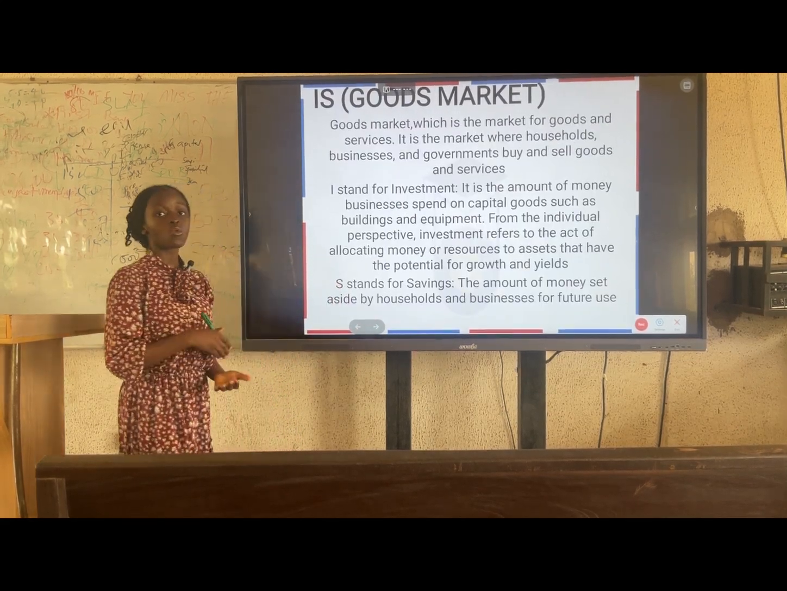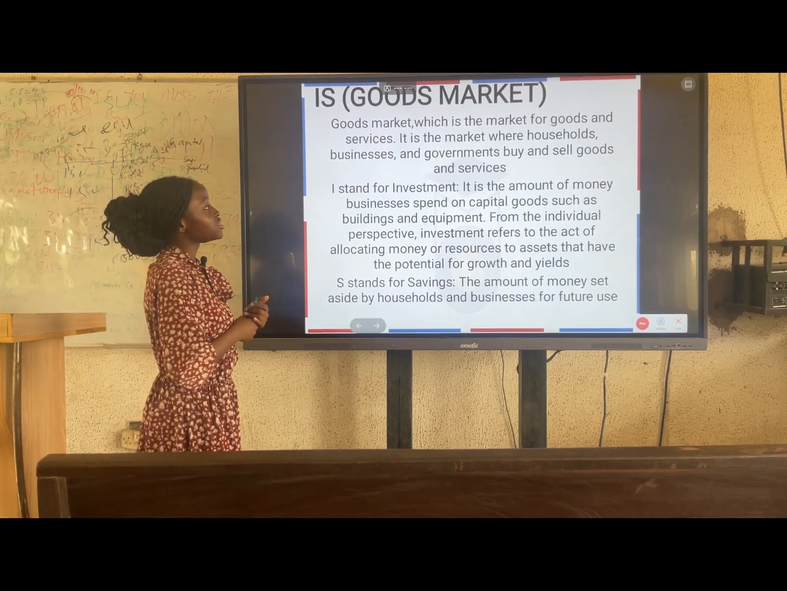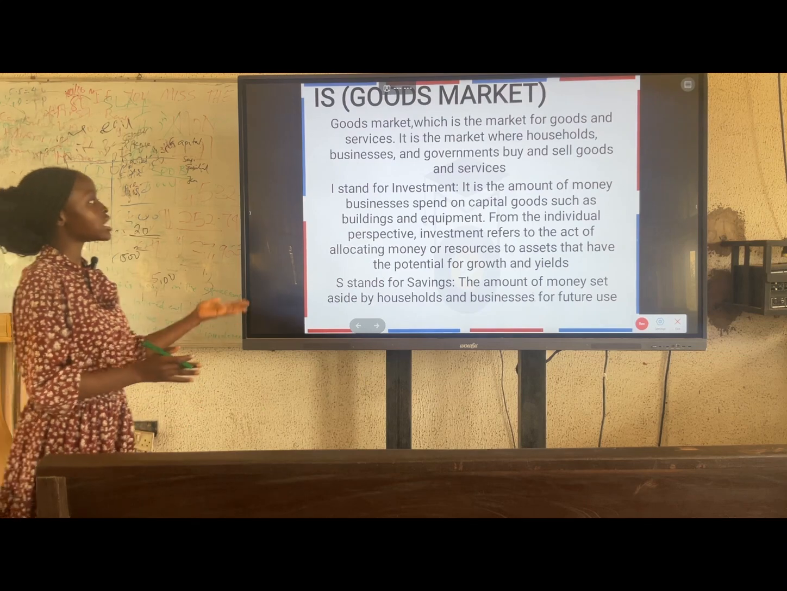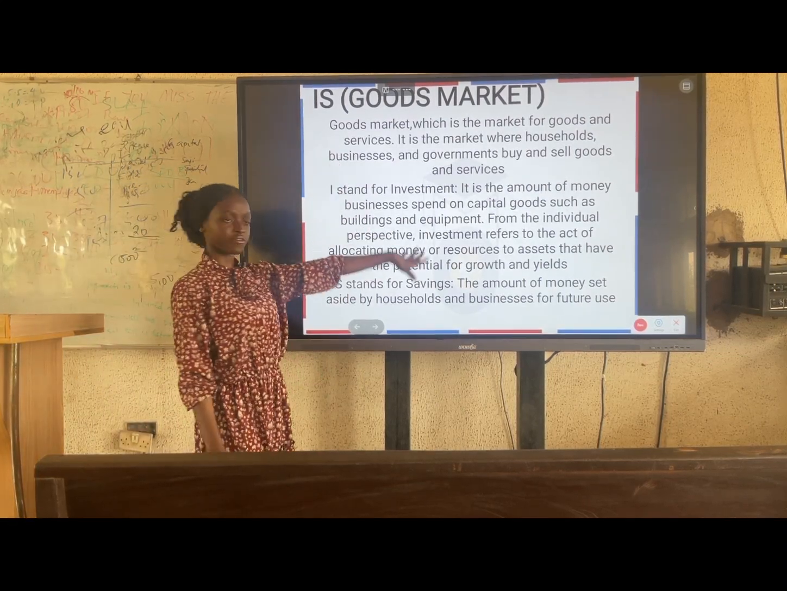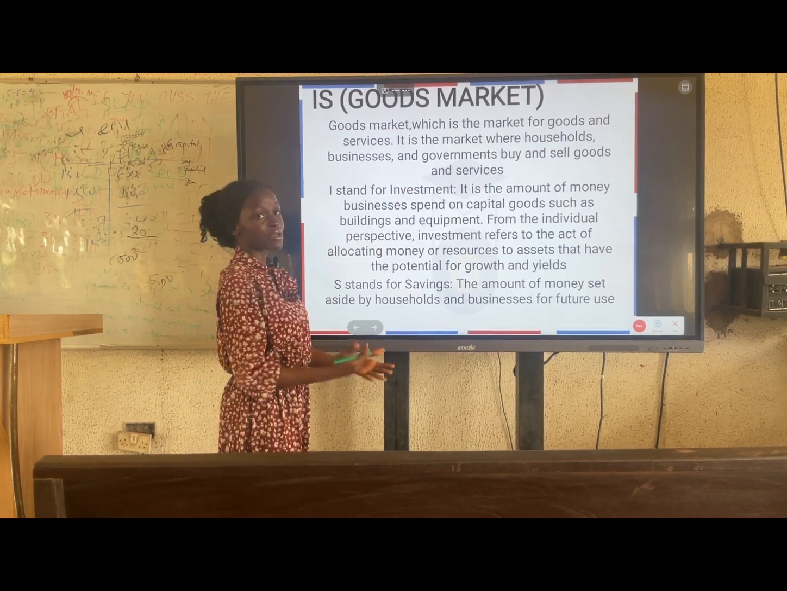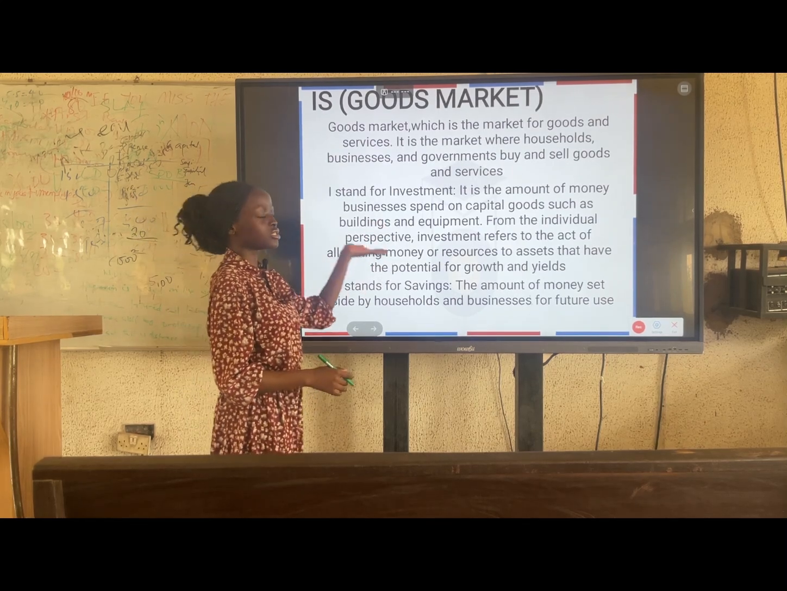So I'm going to explain what the IS goods market is. The goods market, which is the market for goods and services, is the market where households, businesses, and governments buy and sell goods and services. The I in the IS stands for investments. I believe you should know what investment is, but still let me explain it. It is the amount of money businesses spend on capital goods, such as buildings and equipment.